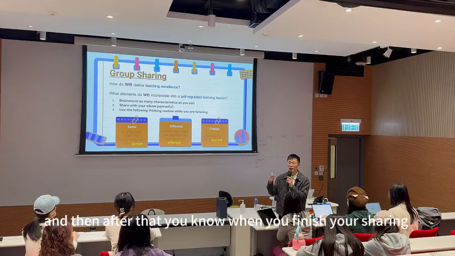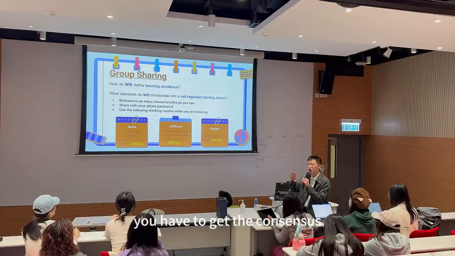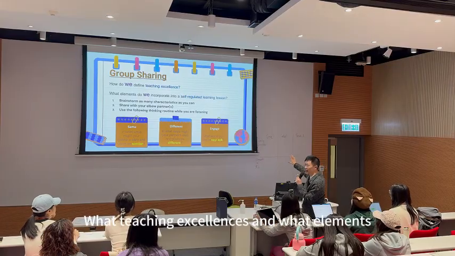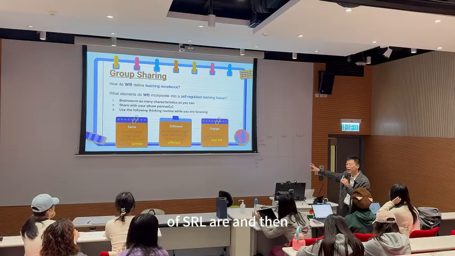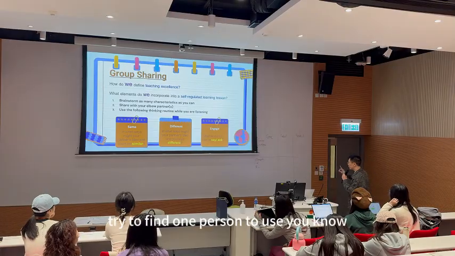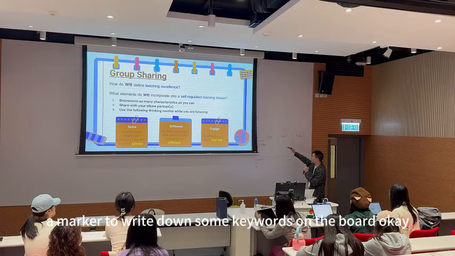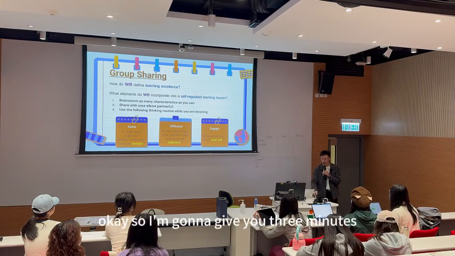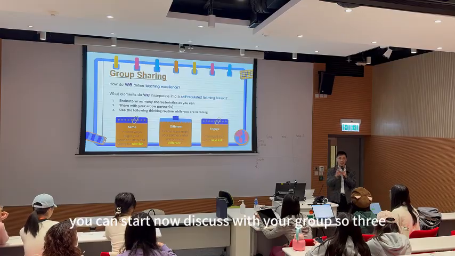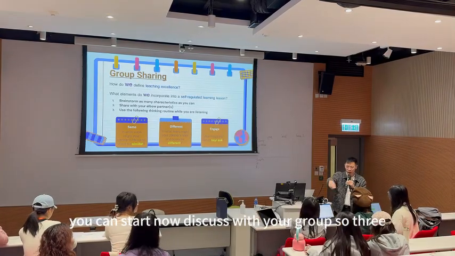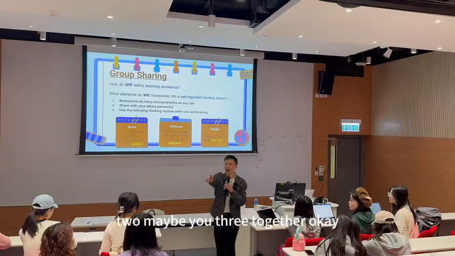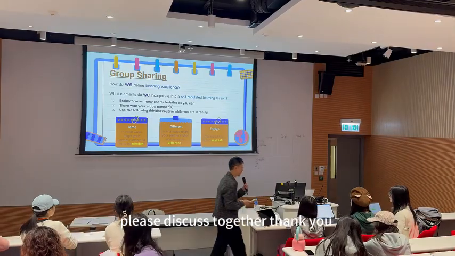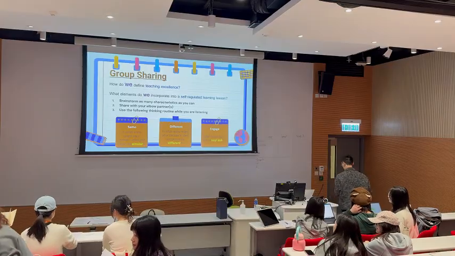And then after that, when you finish your sharing, you have to get the consensus, what teaching excellence is and what elements of SRL are. And then try to find one person to use a marker to write down some keywords on the board. Okay? So I'm going to give you 3 minutes. You can start now. Discuss with your group. So 3, 2, maybe you 3 together. Okay, and you 3 together. Please discuss together. Thank you. 3 minutes. You may start now.